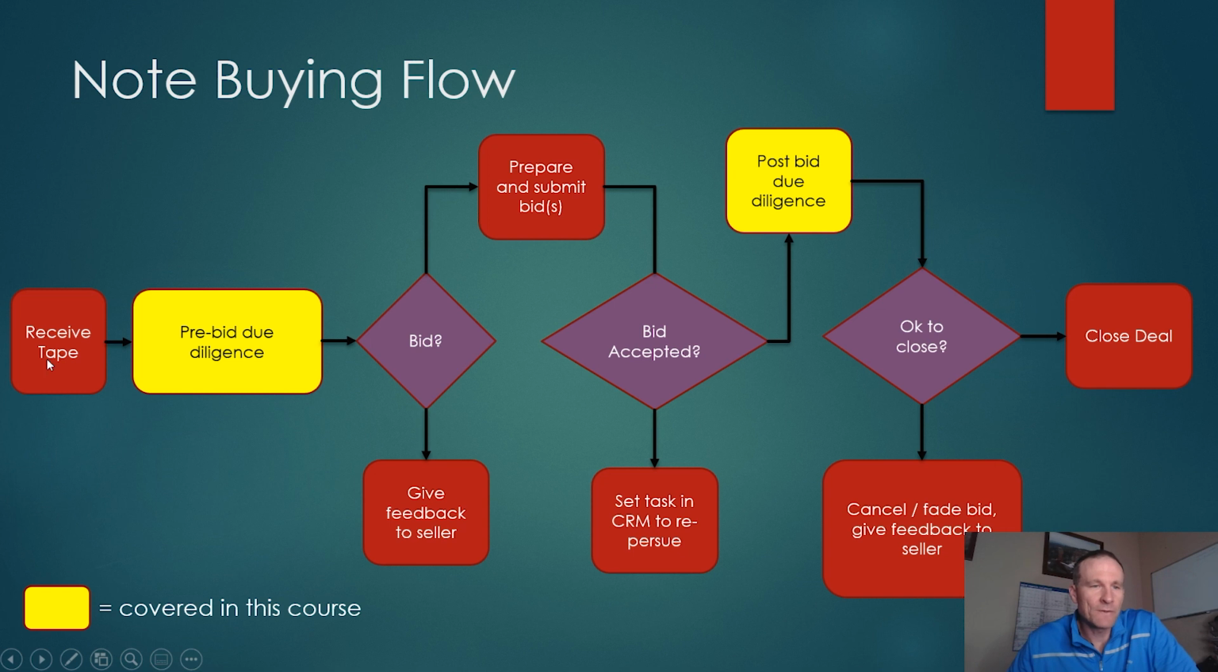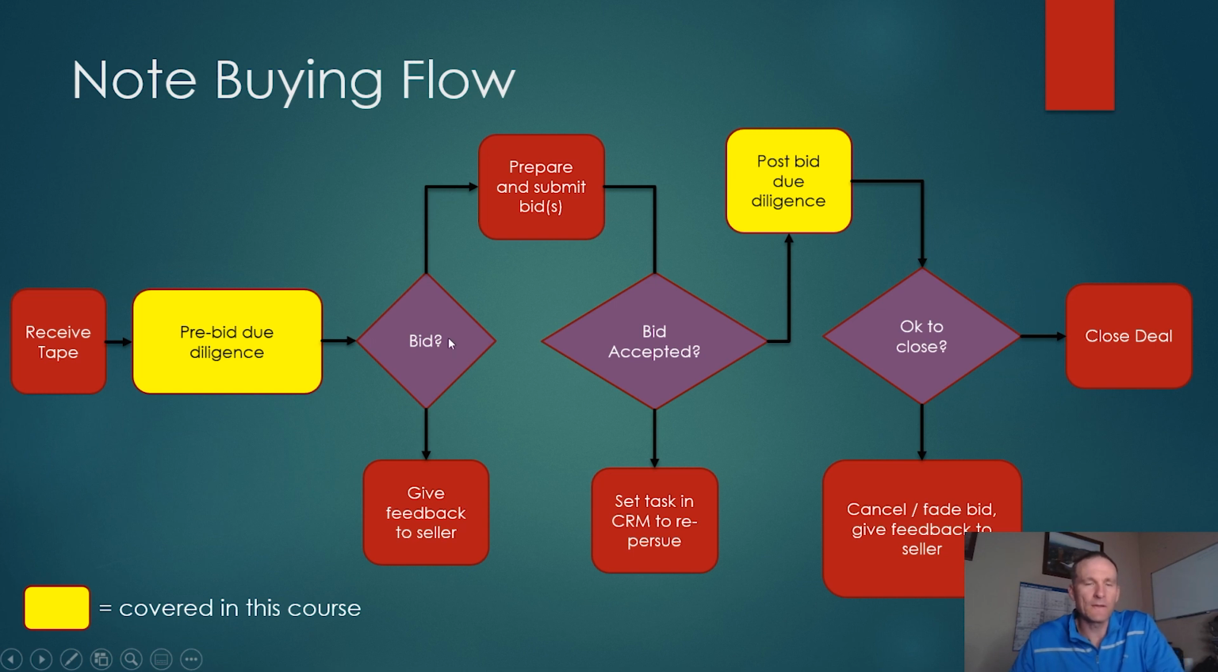So the first thing that's going to happen is you're going to get a tape from an asset manager. Then we're going to do our pre-bid due diligence. So we're going to filter the tape. We're going to figure out which of the assets on that tape fit our strategy and seem to be good assets and ones that we're going to want to put bids in on. Okay. So then at that point, you decide what you're going to bid on or not.